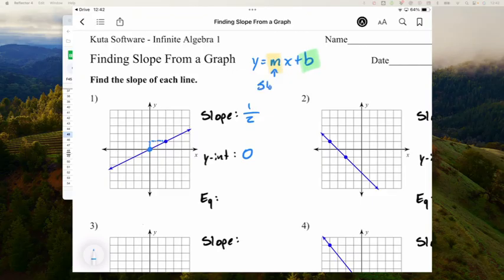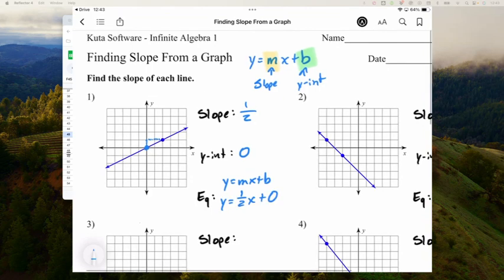This value is going to get replaced with the slope. This value is going to get replaced with the y-intercept. So when I write out my equation, y equals mx plus b, all that needs to happen is I need to put the slope and the y-intercept where they go. So y equals m is the slope, 1/2, x plus b, which in this case is 0.